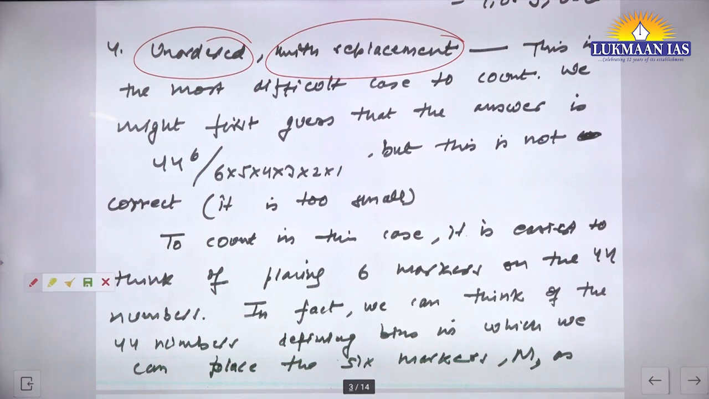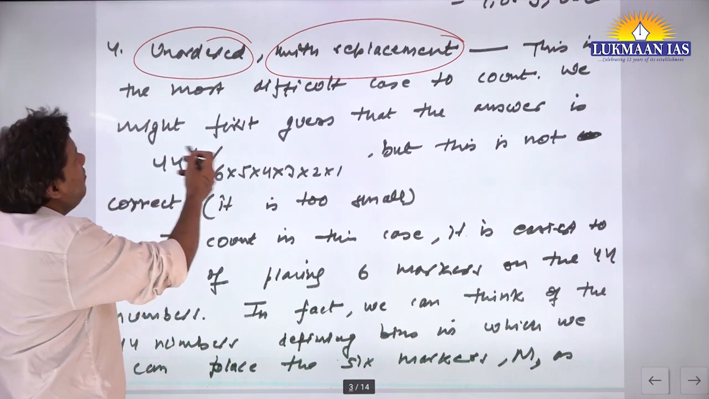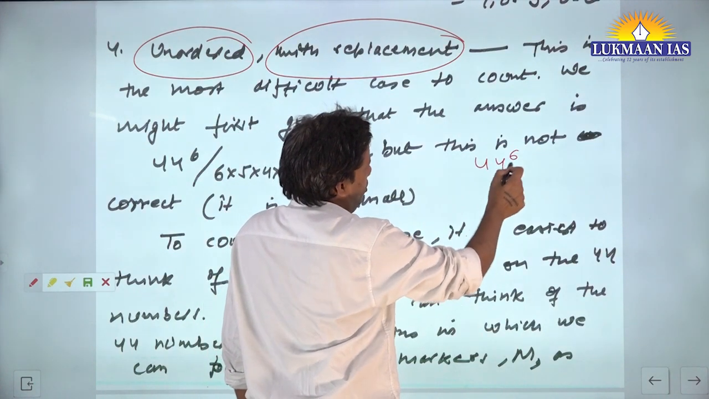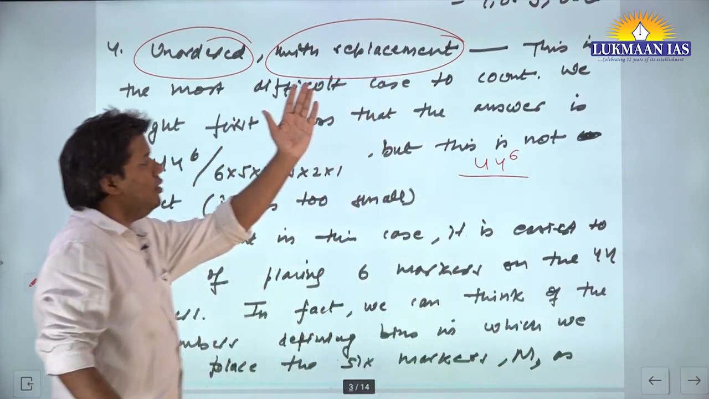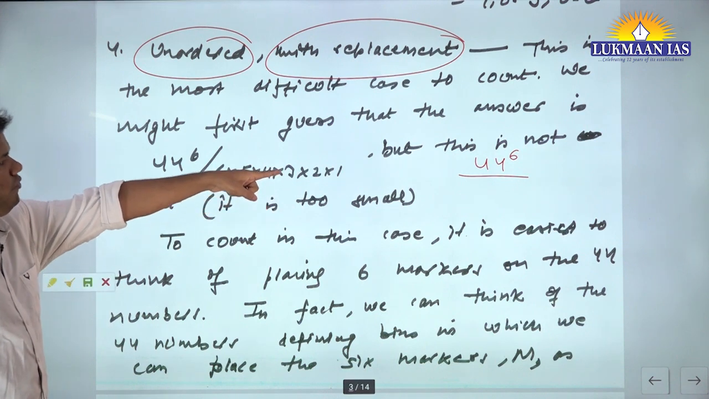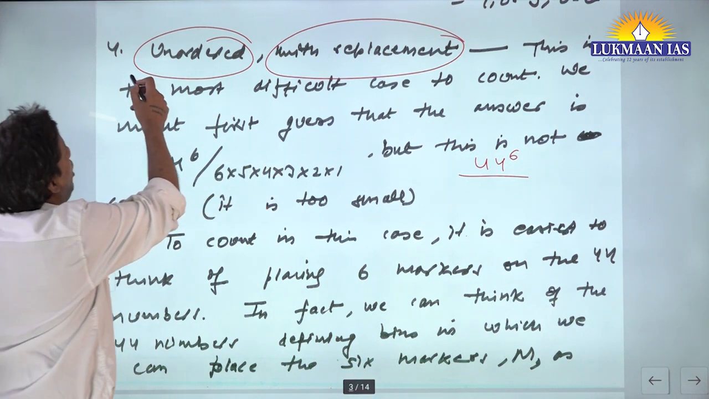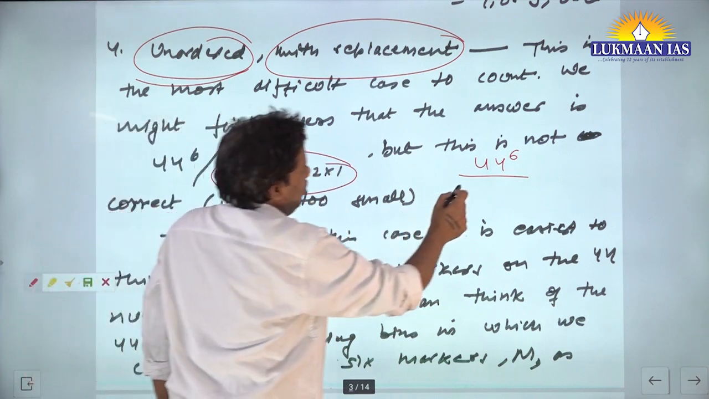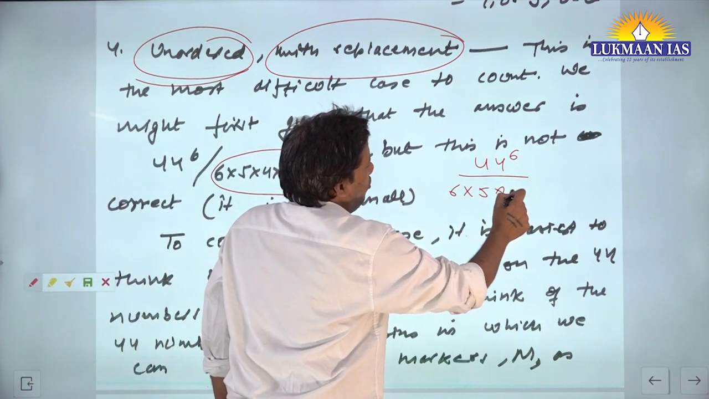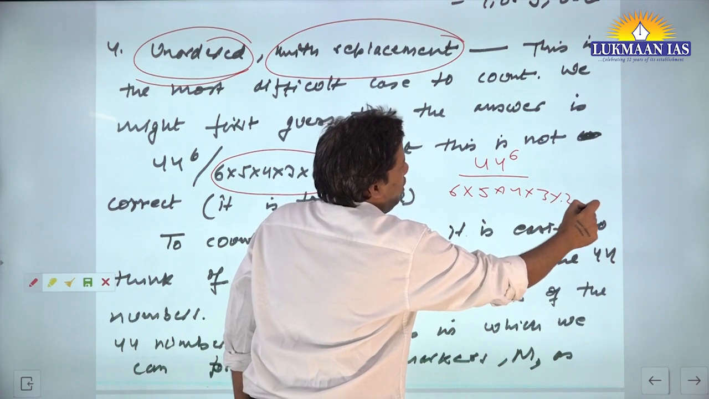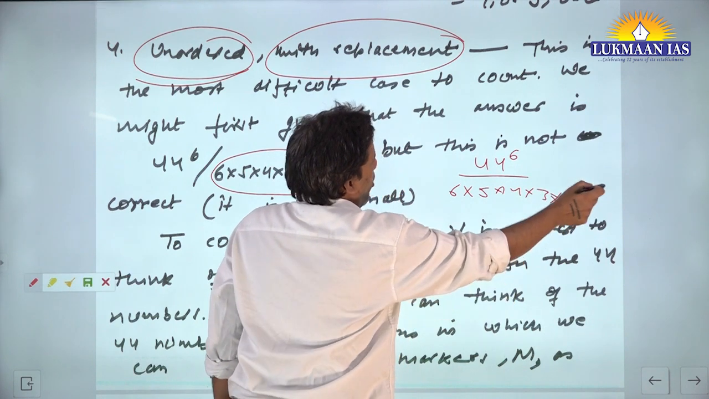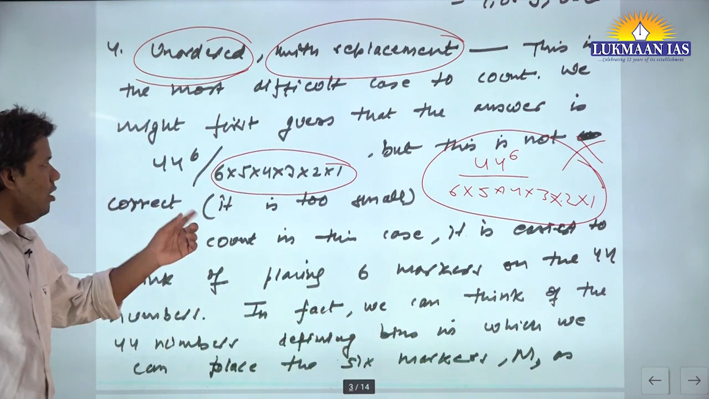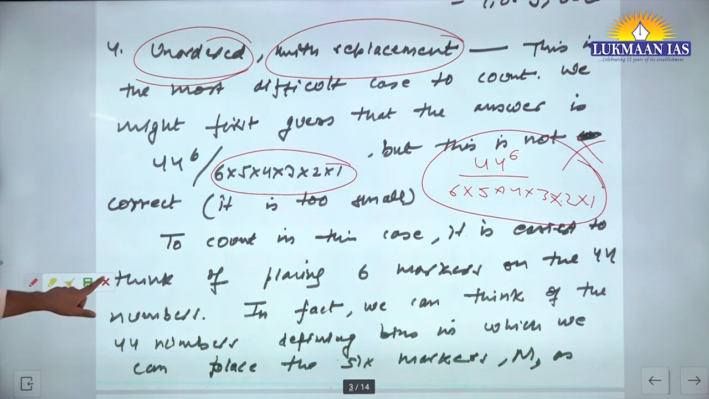And what is that method? Some people might think that with replacement case, we remember 44^6. Just now we saw the second case, when there is a replacement, the total cases were 44^6. And here it is unordered. So you might like to say, why not divide it by 6 into 5 into 4 into 3 into 2 into 1? But no, this is wrong. This method is wrong. It is too small.